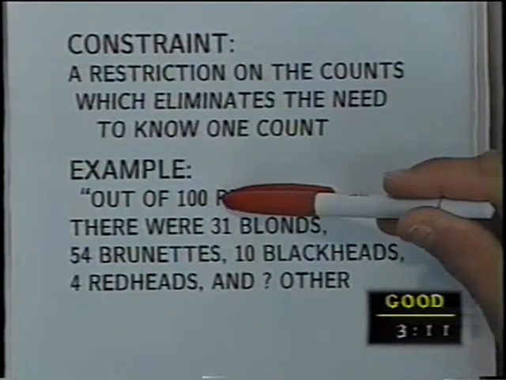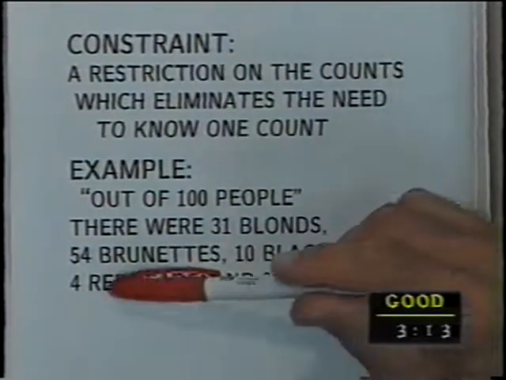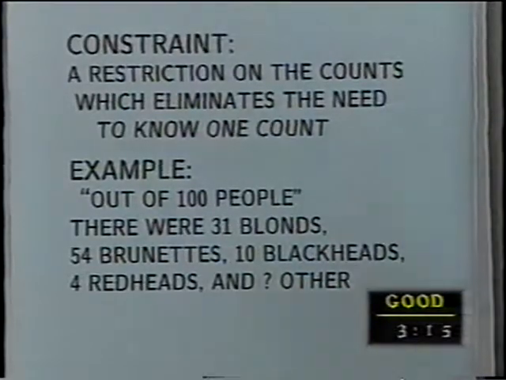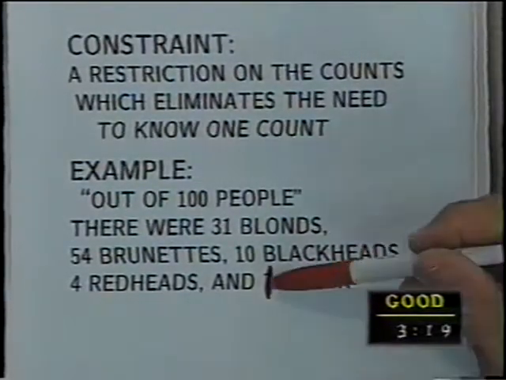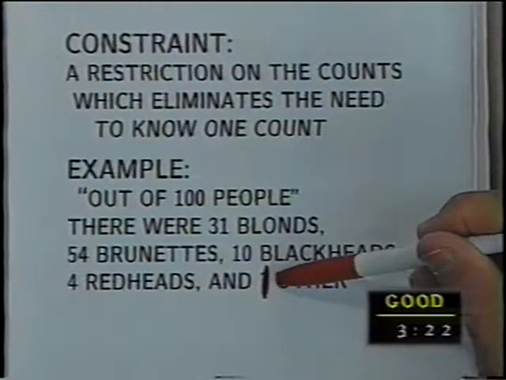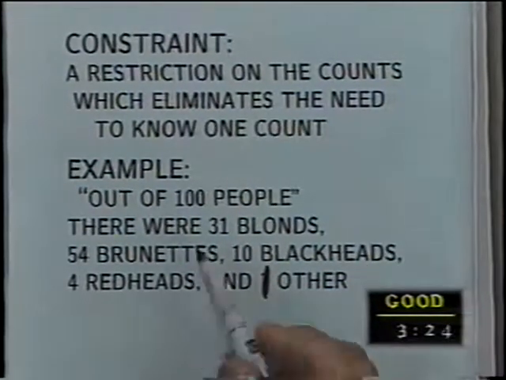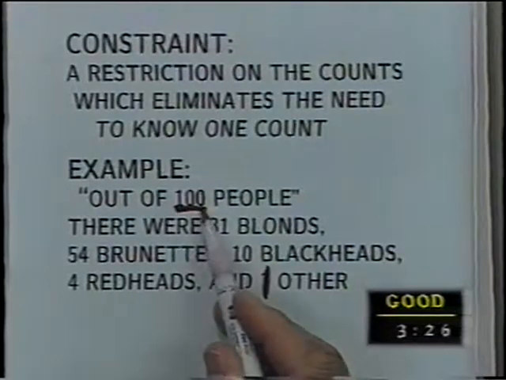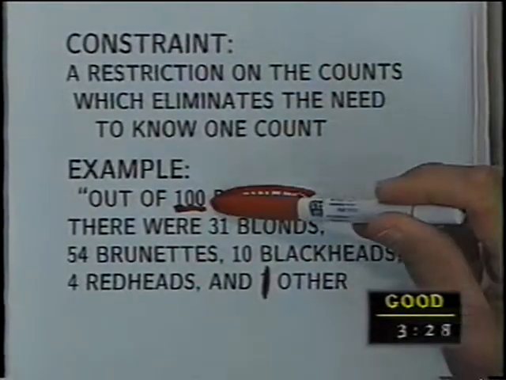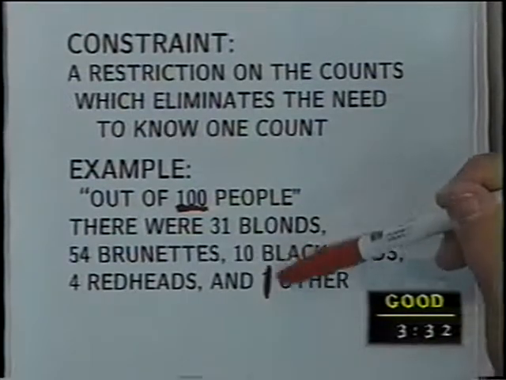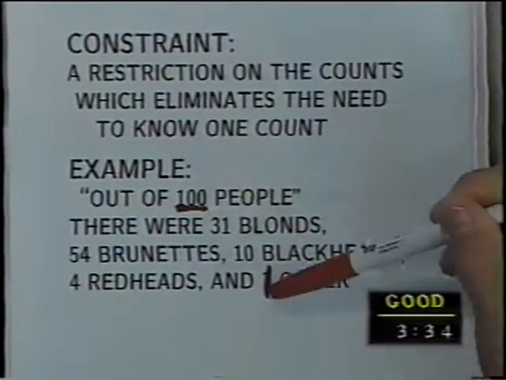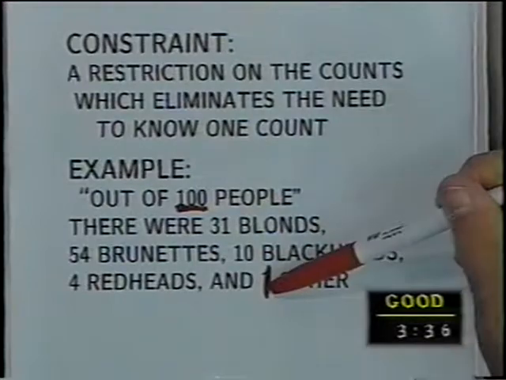There were 100 people surveyed. I have accounted for 99 people. Therefore, there's only one possible number that could fit there, and that's 1. So I don't need to know that number. The constraint, the fact that 100 people were surveyed, is a constraint because it allows me to do away with one of these numbers. I do not need to know it because this tells me what it is by subtraction.